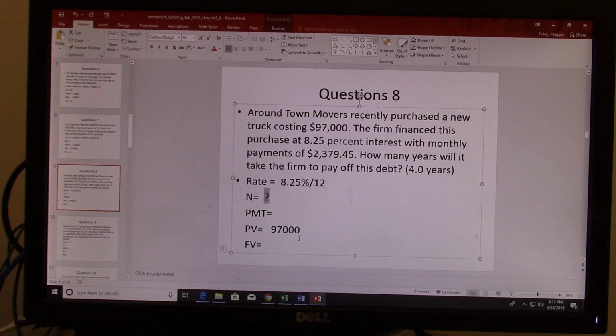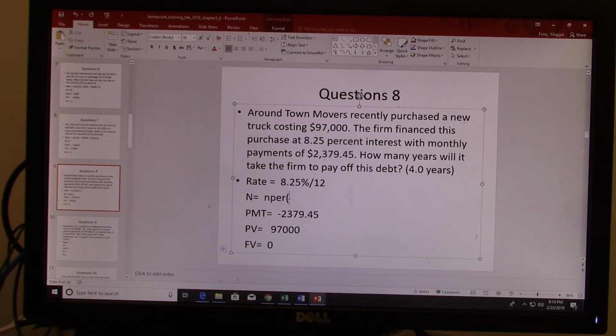For N, how many months? We don't know, but the question is asking for how many years, remember? So the N here should be how many months. But let's continue for this question. So the payment is $2,379.45. But since we have two cash flows, this is the payment to the lender, so put a negative sign in front. Future value is the ending balance of this account, which is 0 here. So the question is asking for N. So we should use NPER, the command in Excel for number of periods.